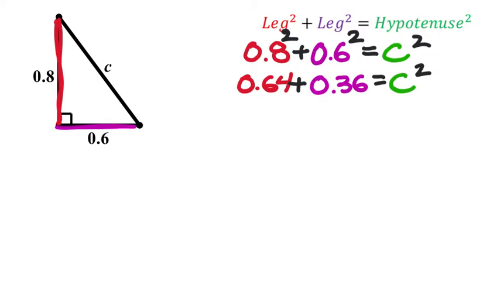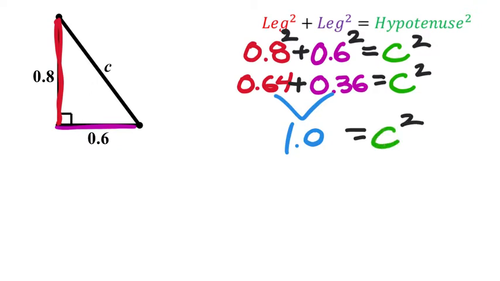Well, let's go and add these together. So again, you can use your calculator to do that. 0.64 plus 0.36, I get 1. You can put 1.0 if you'd like. It's not going to make any difference, but that is our hypotenuse to the power of 2.